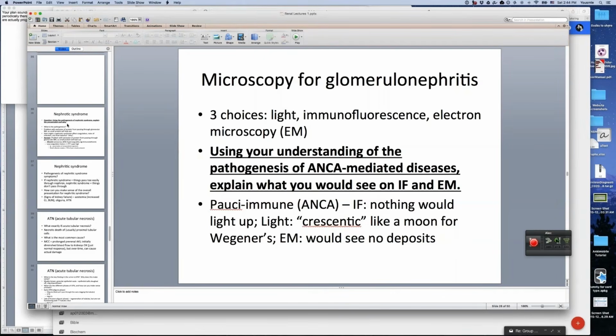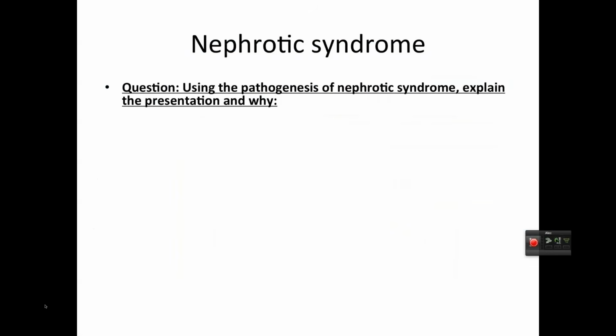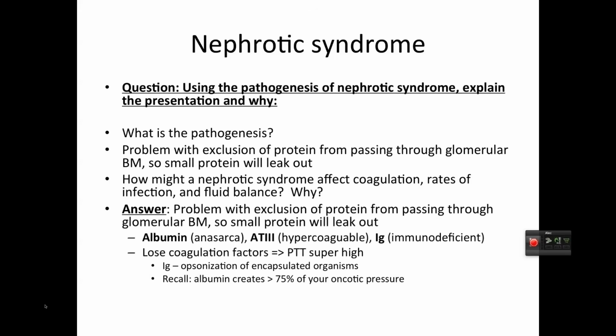So briefly, let's talk about nephritic versus nephrotic syndrome. I think the easiest way to think about nephrotic syndrome is it's an exclusion problem. This would be the pathogenesis to presentation question that I would have you put in your cards. If you think about it, it's a problem of excluding proteins. So proteins leak through the glomerular basement membrane very easily. Because of this, this explains a lot of the side effects.